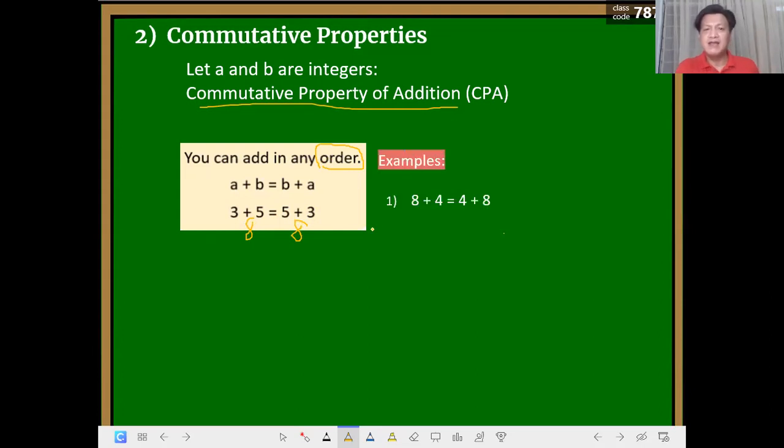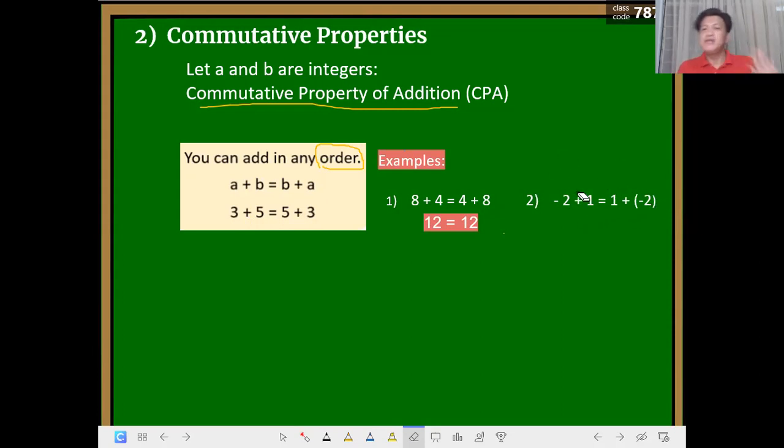So mamaya malalaman natin. Another example natin, we have 8 plus 4 is equal to 4 plus 8. If we are going to add this 8 plus 4, tapos i-add din natin yung 4 plus 8, tingnan natin, di ba? Parehas lang din sila na 12. Okay, another, we have negative 2 plus 1 is equal to 1 plus negative 2.